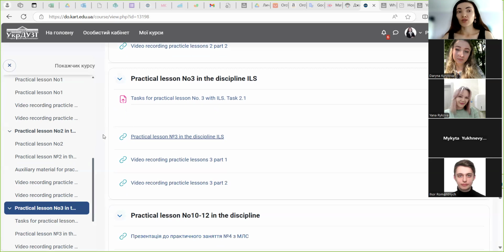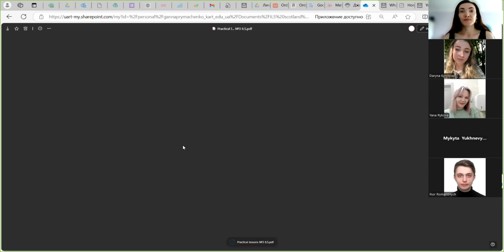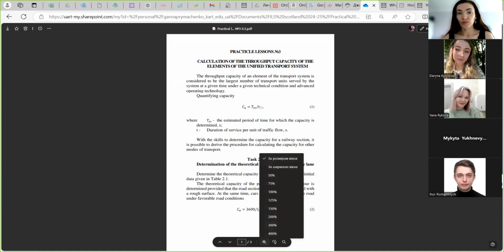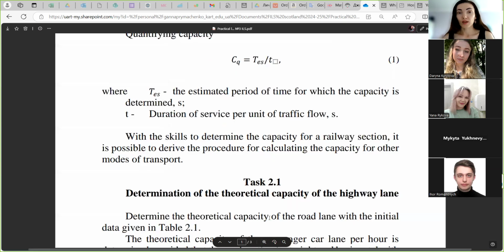It is a special link where we can show our task today. So open it. It is all the information for our practical lesson number 3. We do it maybe the same.